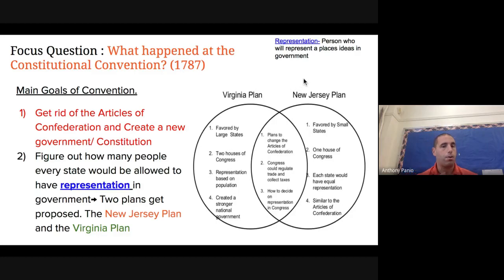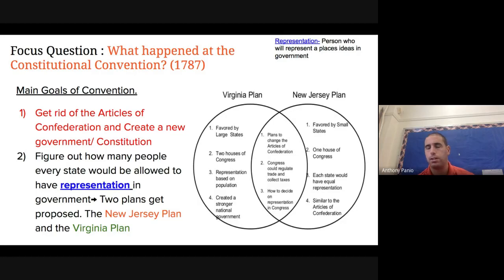Because we are now officially a republic, we need to have representatives. The tricky thing now becomes, how many representatives will each state have? So they have to really go through this and take their time. You probably saw this from the textbook reading if you did it.